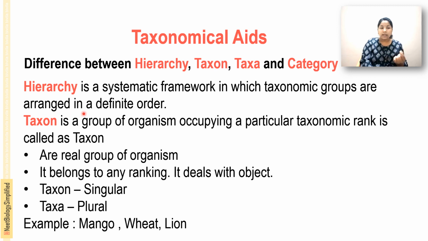And what is a taxon? A taxon is a group of organisms occupying a particular taxonomic rank. It is also known as a unit of classification, and it is a real group of organisms. It belongs to any ranking, and it deals with the object.